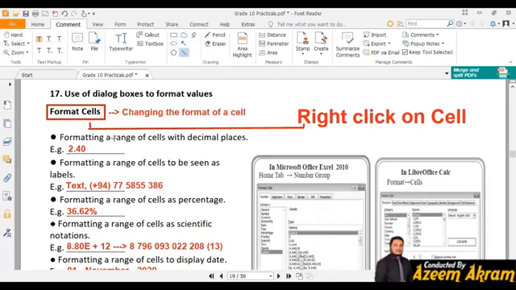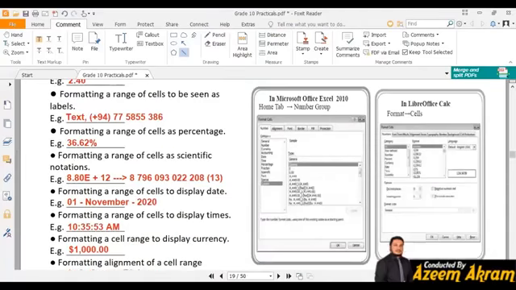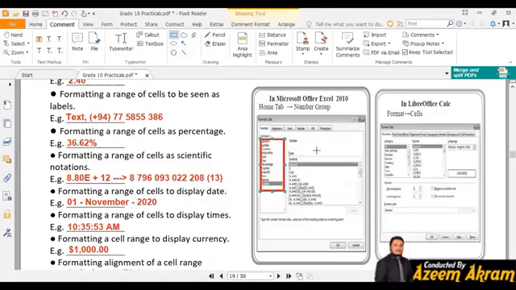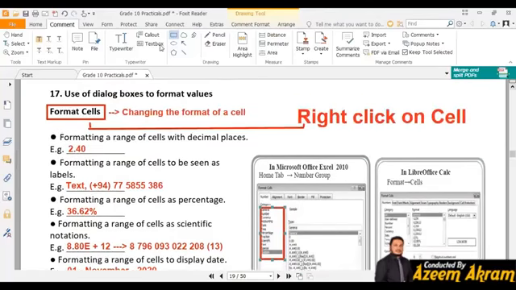So the exact idea is what? Changing the format of a cell. So this is the exact idea. So first, if you right click on the cell, you will be getting format cell. If you click on that, you're getting these options. So you can see here these options you will be able to get, right? Let's see a few options you have.